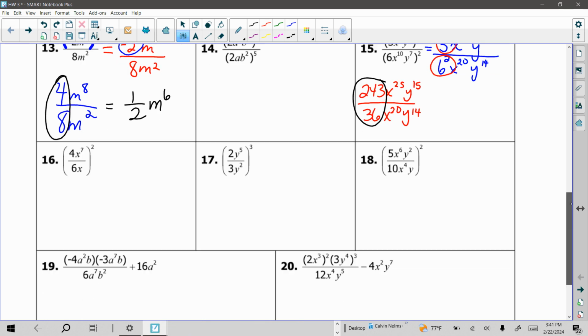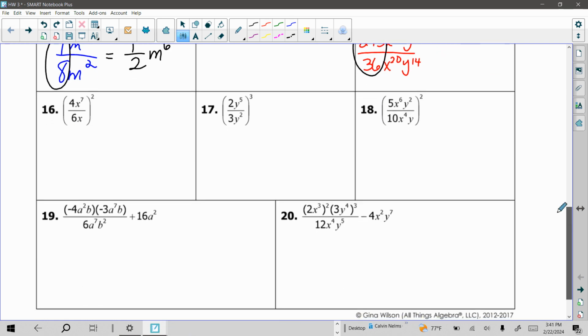Now if the parentheses is with a fraction, all right? So I'm going to jump to number 17 here. This parentheses, and then we have the exponent 3 outside the parentheses. We have to distribute the exponent 3 to the top and to the bottom. So this looks like this: 2 to the 3rd, y to the 15th, over 3 to the 3rd, y to the 6th. We're going to simplify the coefficients.